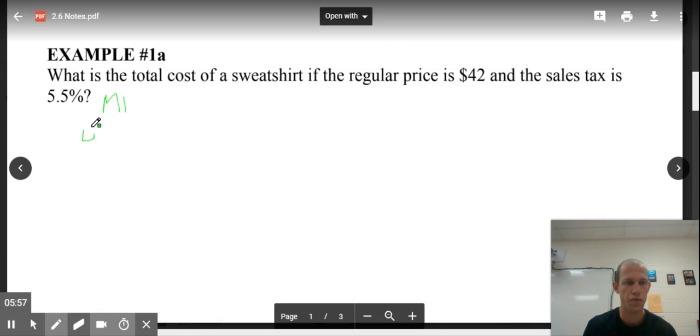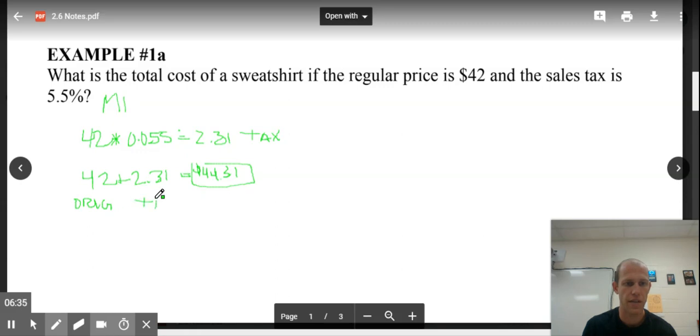So 42 multiplied by what that number is, 0.055. I will get the number $2.31, most likely approximately. That is my tax. I will add that on. So 42 plus $2.31 equals $44.31. So that would be my final. Here's the original, and here's the tax.